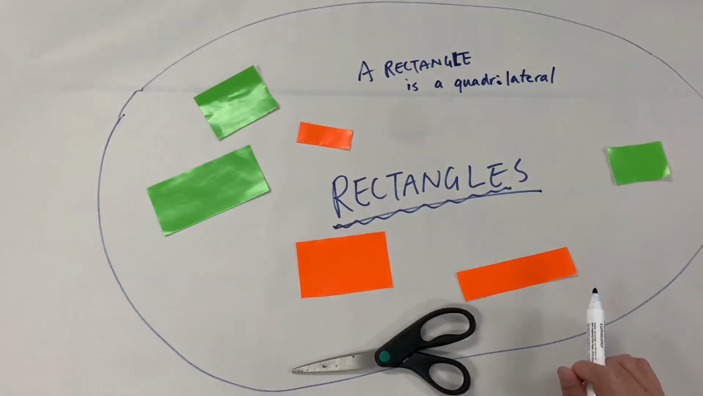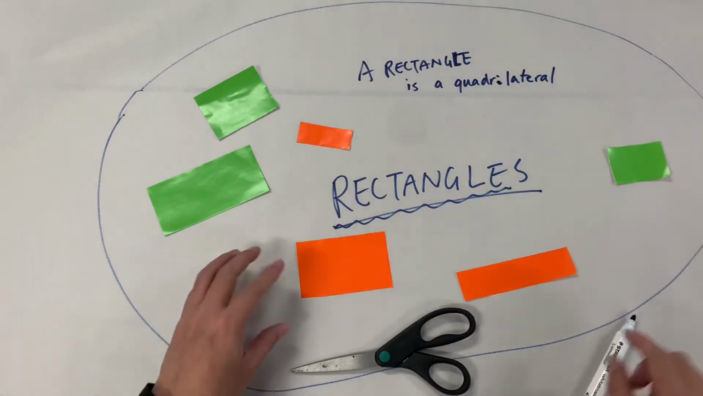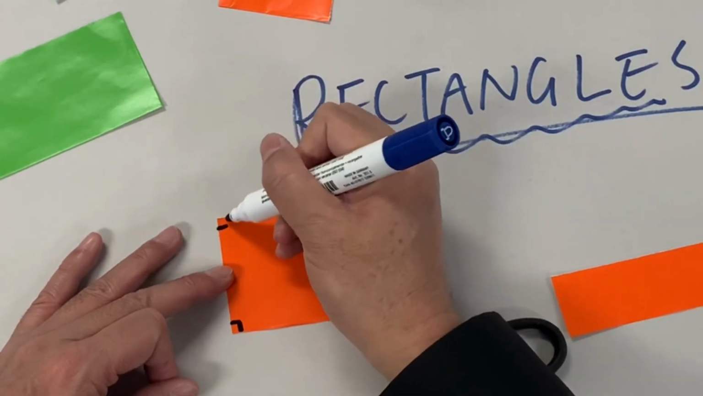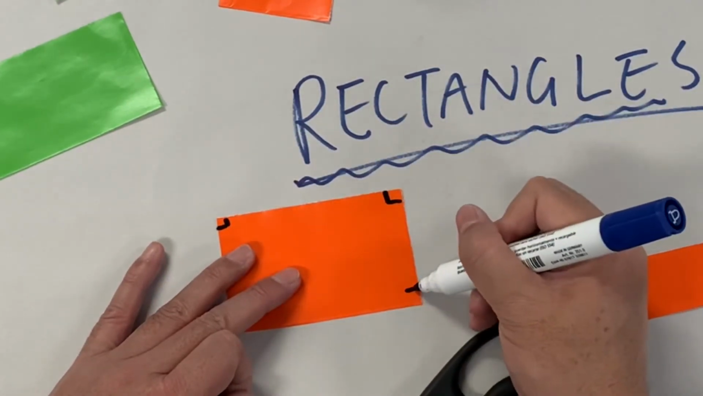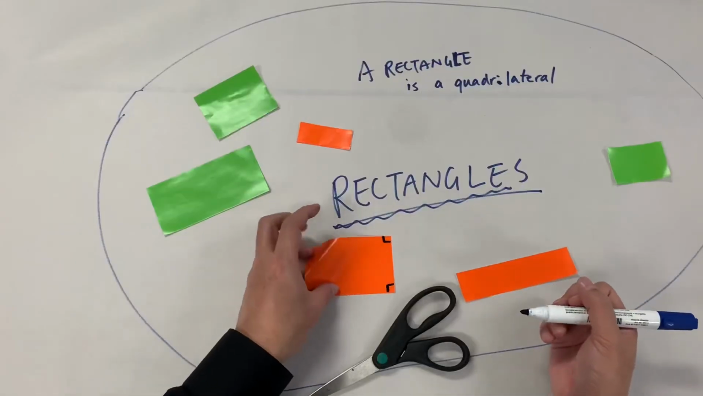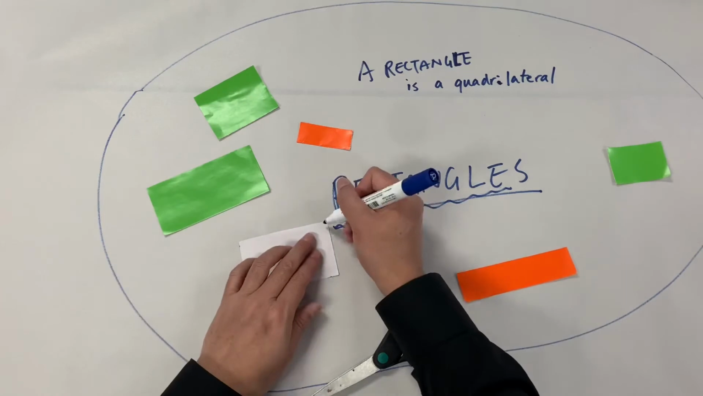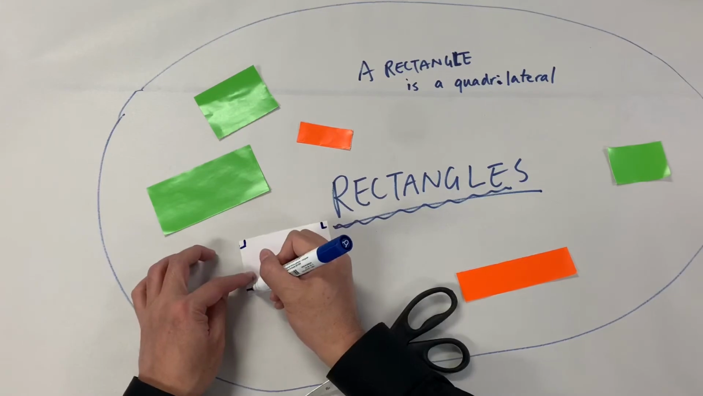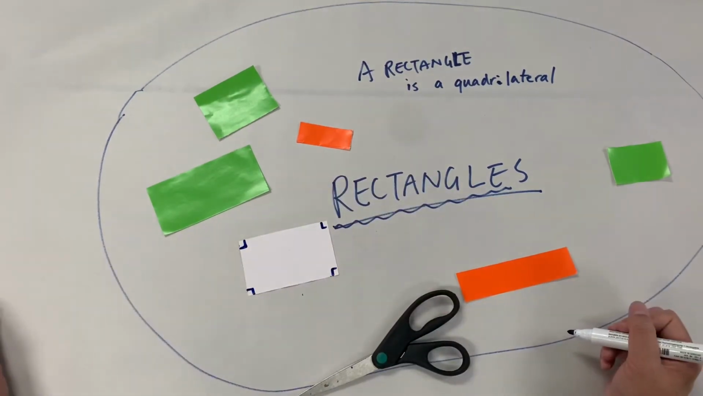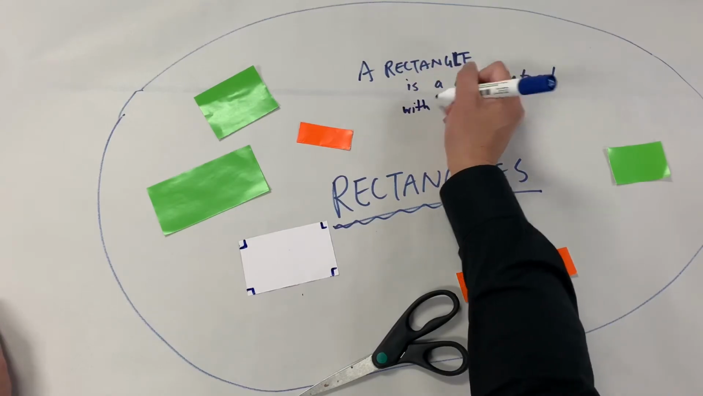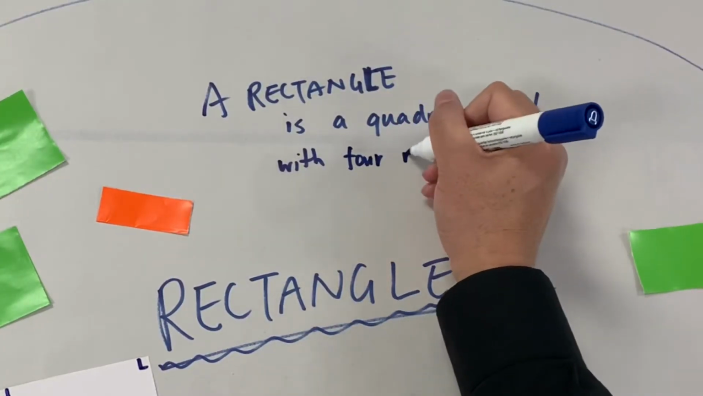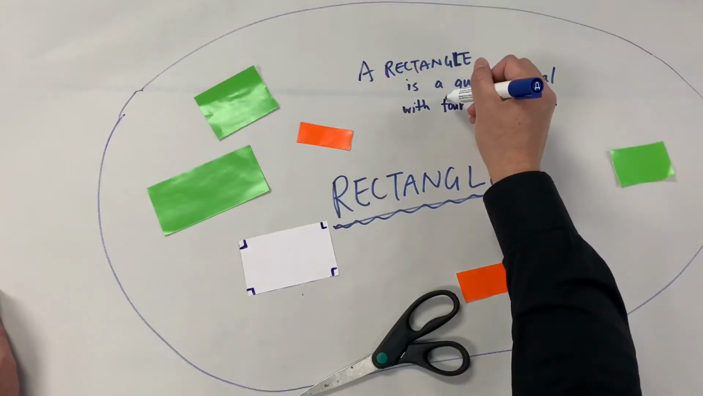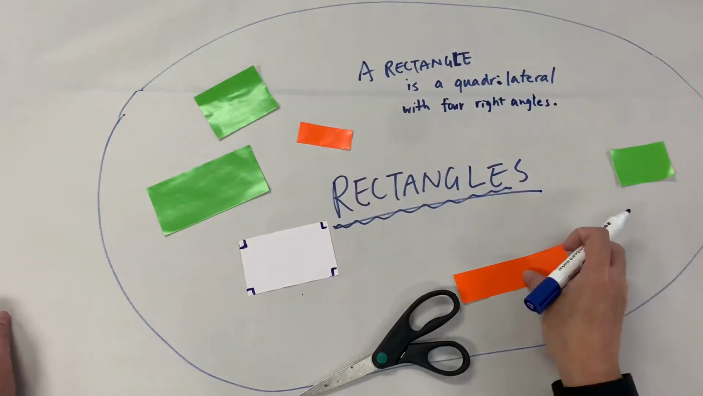It's a four-sided polygon. And with what? So now this one I have to show you. Now rectangle has to have four right angles. That's it. So definition of a rectangle is a quadrilateral with four right angles. With four right angles, right? So each corner has to have a right angle.